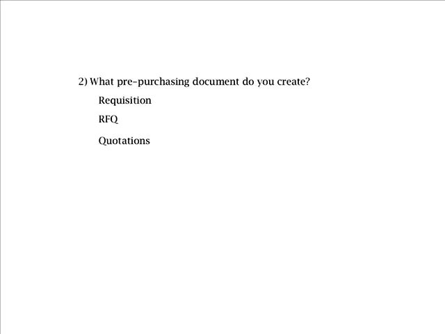The quotation, I think that comes from the vendor. Yes, and I'm going to explain that now. But I'm saying that these are documents that are created when you are doing the purchasing cycle, and they are pre-purchasing documents. They do not commit you as a company to buy from the vendor. Why do I create the requisition, the first one?